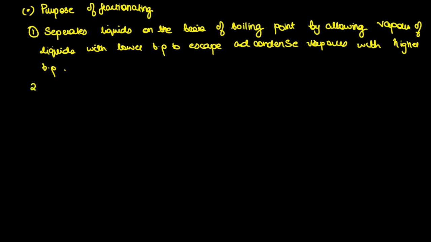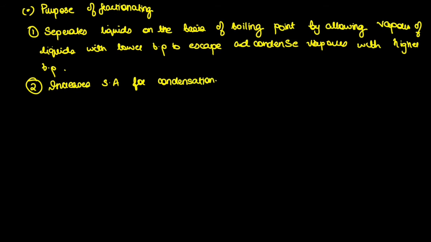Okay, now the next purpose is also very important. It increases the surface area for condensation. Sometimes the fractionating column is filled with beads, sometimes with other substances, but the main purpose is to increase the surface area so that the rate of condensation increases. So, it increases surface area for condensation.